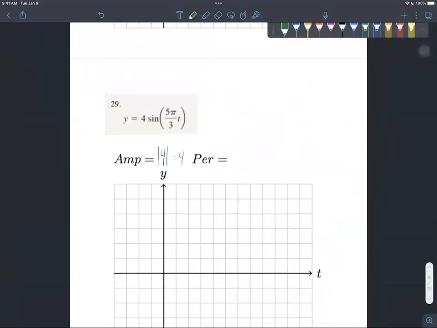The period is 2 pi over b. In this case, b is 5 pi over 3, kind of a fraction there. So 2 pi divided by 5 pi over 3. So this is 2 pi over 1 times 3 over 5 pi, which, if these pi's cancel, gives us 6 over 5. Okay, period is 6/5 of a unit. Nice.